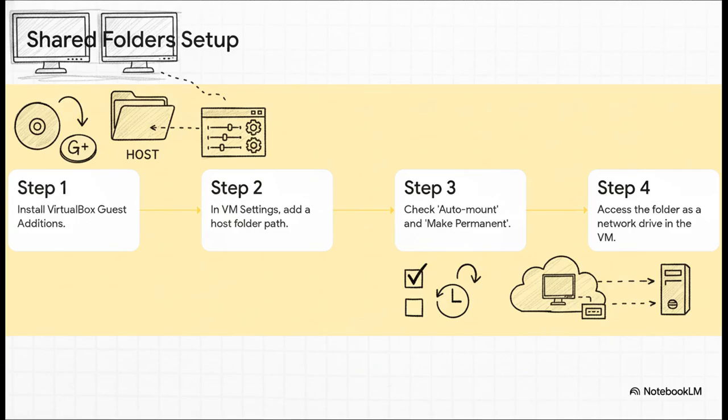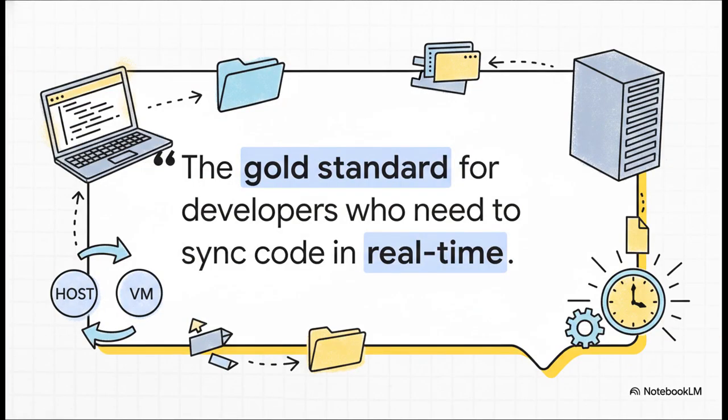The real key here is to check Auto Mount and Make Permanent. Now, every single time you boot up your VM, that folder will be right there, and it'll look just like a network drive. It's like a permanent bridge between your two worlds. For any developers out there, or really anyone working on a long-term project, this is the gold standard. You can edit code in your favorite editor on the host, and it's instantly available inside the VM for compiling or testing. It's totally seamless.